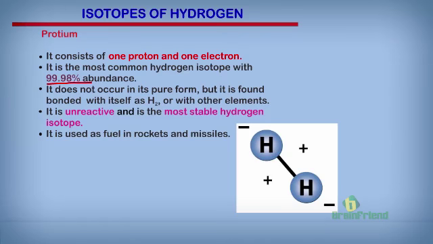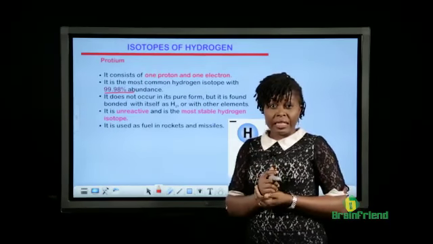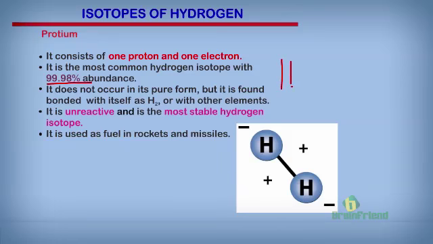But it does not occur in its pure form, but most times it is found bonded with itself as a hydrogen molecule, or it is also found bonded with other elements. It is unreactive and the most stable hydrogen isotope because of this form in which it is found. In usage, it is mainly used as fuel in rockets and missiles.